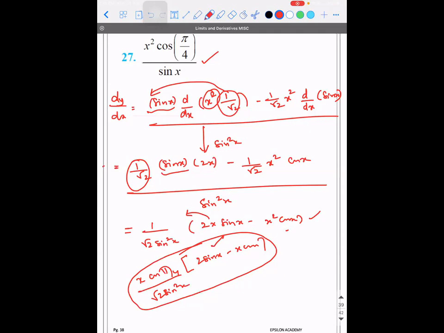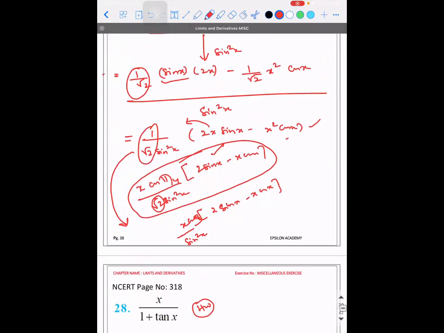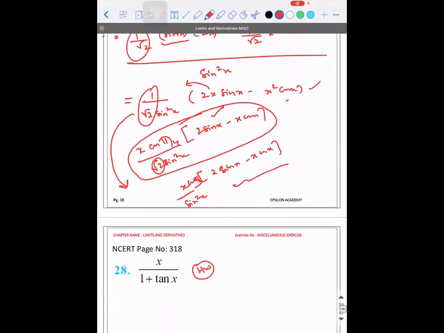I think this root 2 should not come. They've given it by mistake. The root 2 will not come. Because see, this whole thing, what I can do is if I take out x common, then x into 2 sin x minus x cos x, I got the numerator, divided by sin square x. If I leave it like that, this 1 by root 2 can be written as cos pi by 4. The root 2 should not come. I think they have given it by mistake. We'll check in some other source.